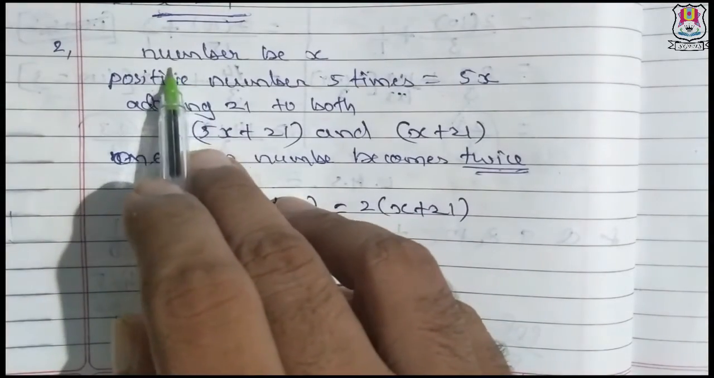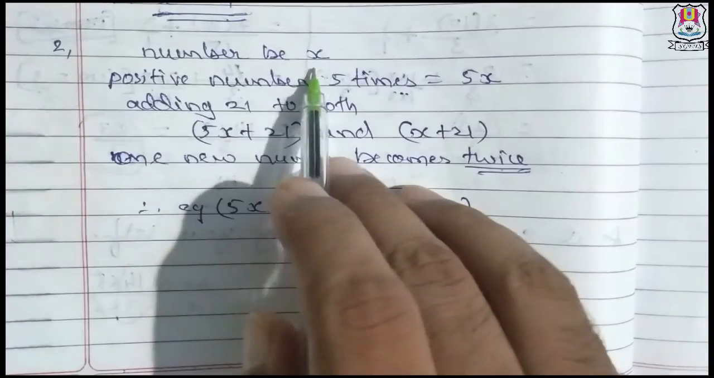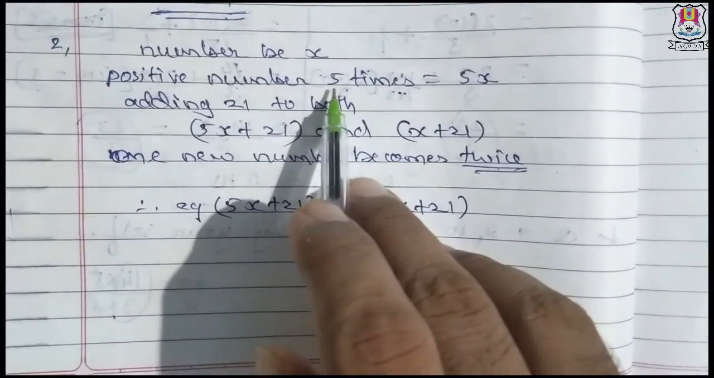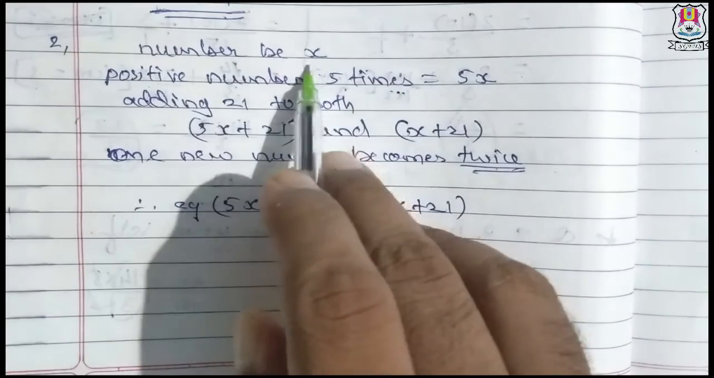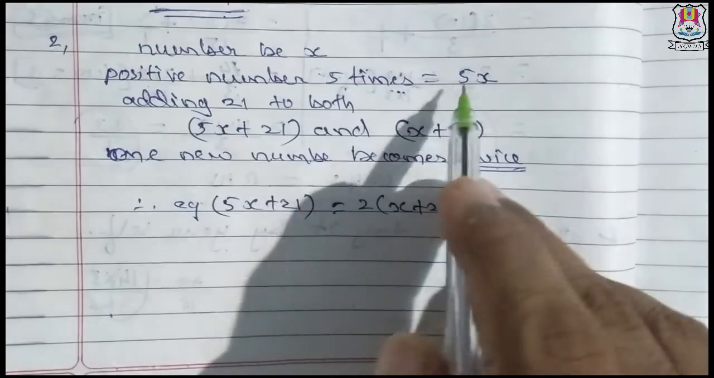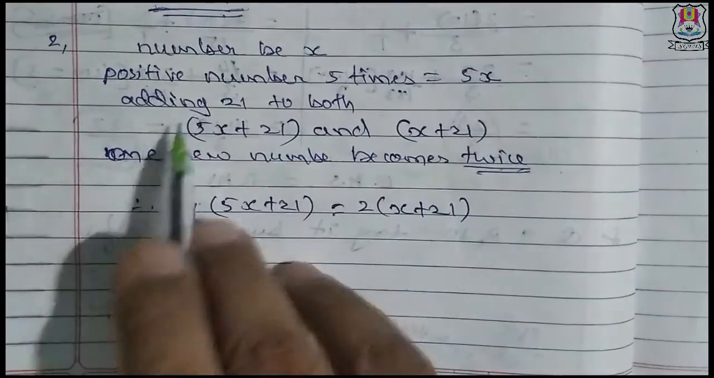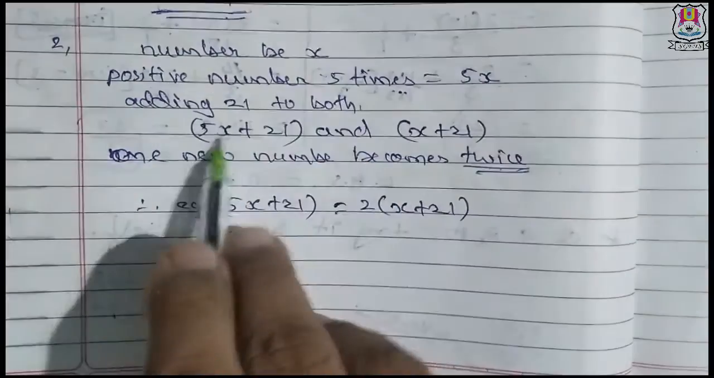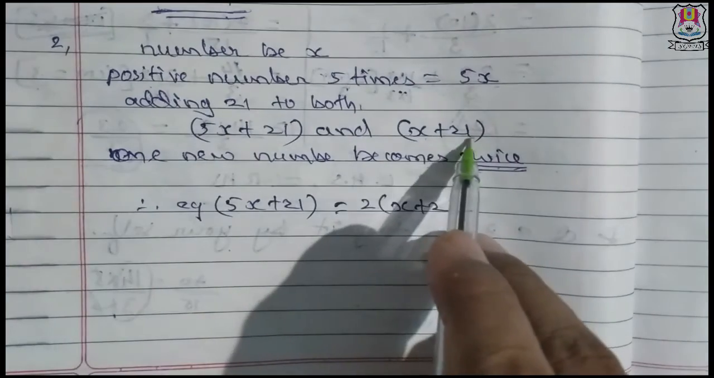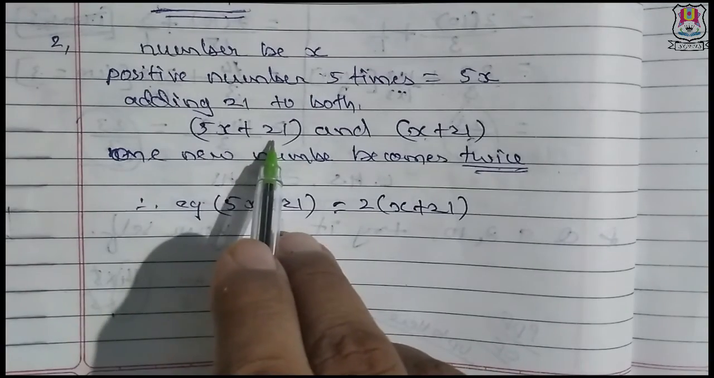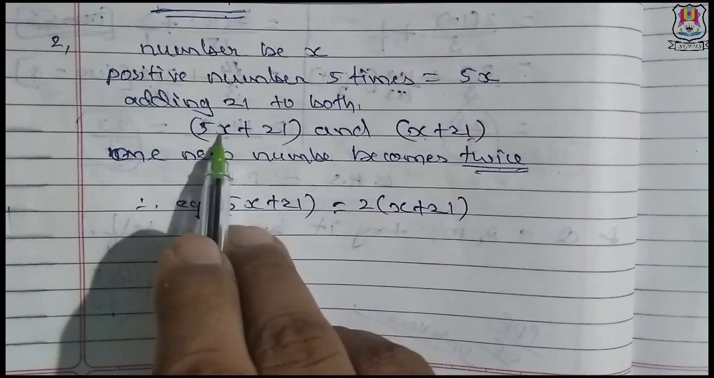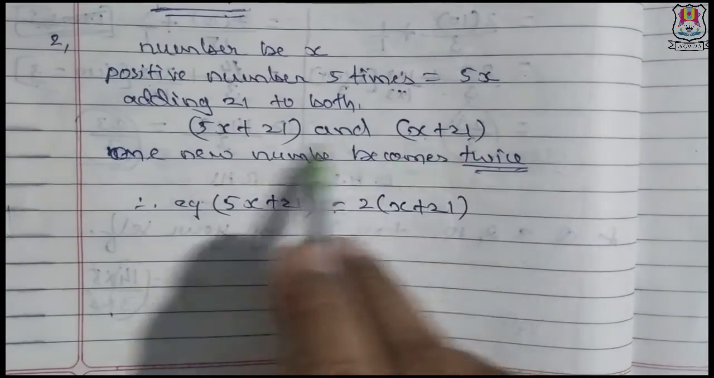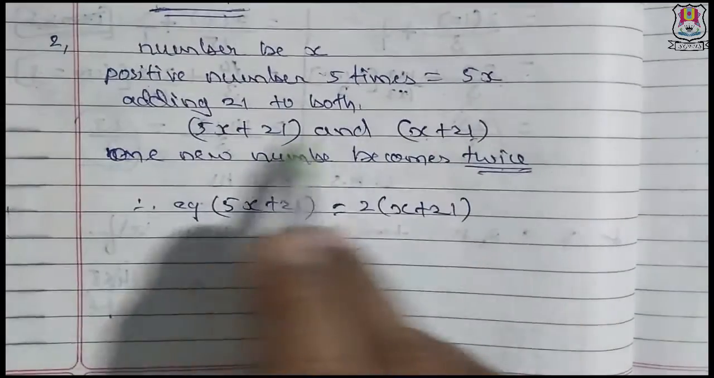We don't know what the number is, so we are assuming the number as x. Let the number be x, and the second number is 5 times the first number. So the first number is x and the second number is 5 times, so we are assuming it as 5x. Now as per the question, it is saying adding 21 to both, so x plus 21 and 5x plus 21. We are adding 21 to both of them. Here I have written 5x plus 21 first and then x plus 21. So we have added 21 to both the numbers that we have assumed.